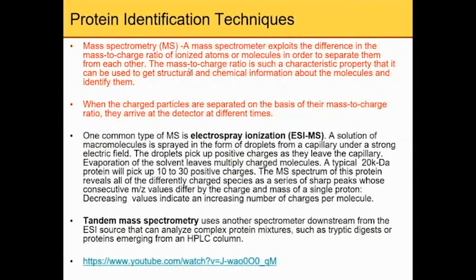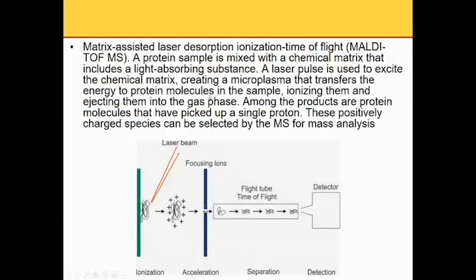And then to identify the protein, you use a mass spec, right? You can use a mass spec to determine the protein. Yeah, and this is just an example.